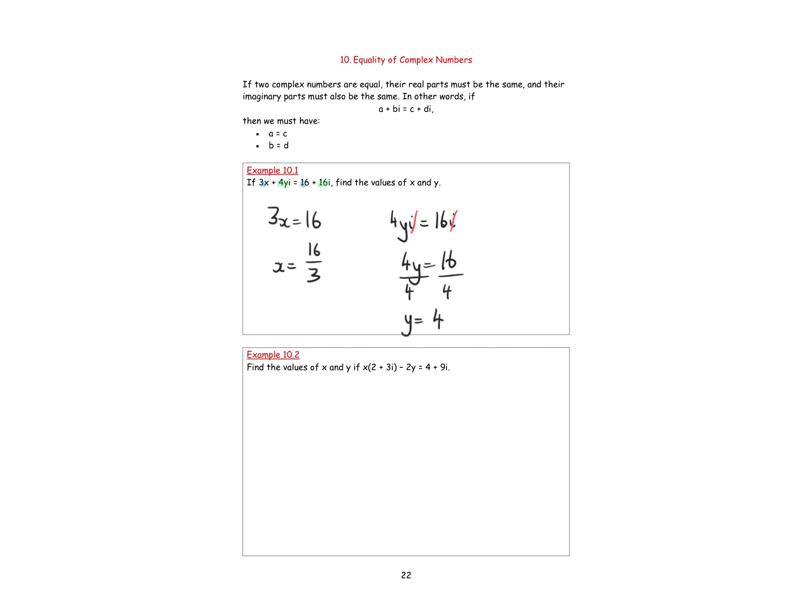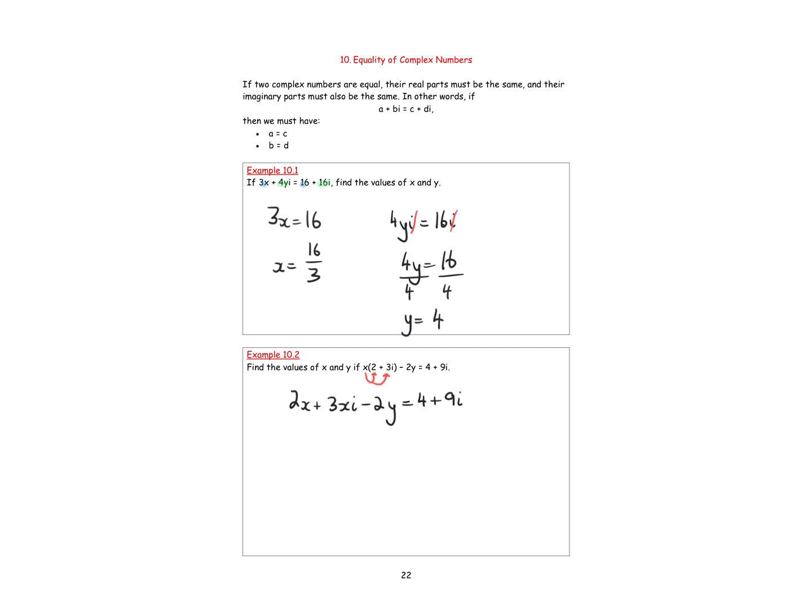Example 10.2 says find the values of x and y if x multiplied by 2 plus 3i minus 2y is equal to 4 plus 9i. Here, before I equate any parts, I'm going to have to multiply out the bracket. So I'm going to multiply the x by the 2 and the x by the 3i. When I do that, I'll be left with 2x plus 3xi minus 2y is equal to 4 plus 9i.